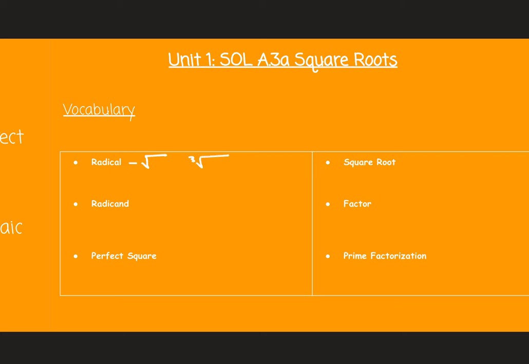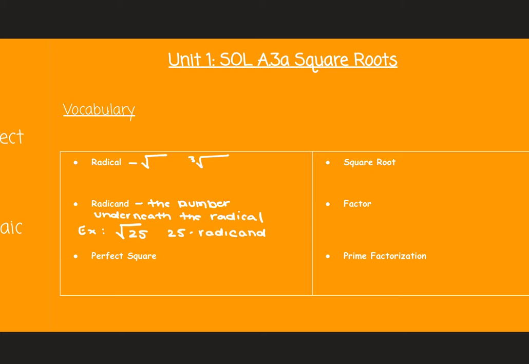All right. Radicand is going to be the number underneath the radical. So for example, when we talk about the square root of 25, 25 is your radicand. It works the same way for cube roots, and as you get further in math, other roots as well.